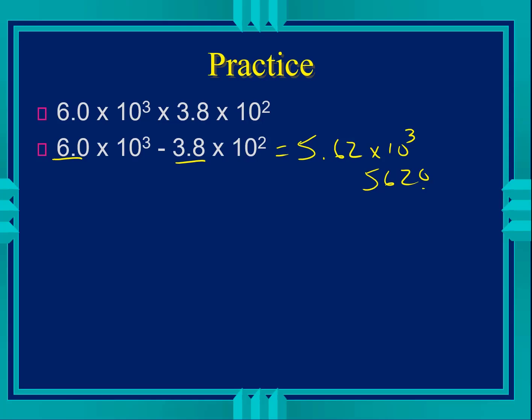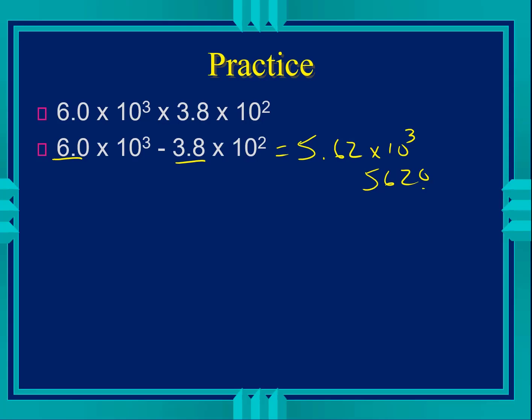How the heck, where did 5.62 come out of this? Because 6 minus 3.8 is not 5.62. Where the heck did that come from? Oh, the calculator. Well, we don't just trust calculators. Okay? And so, where's it coming from?